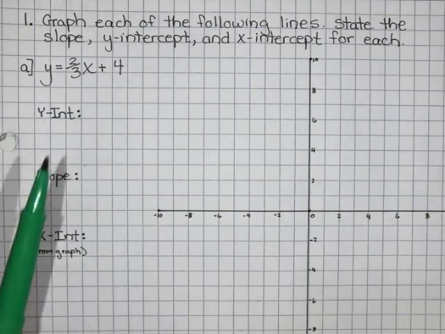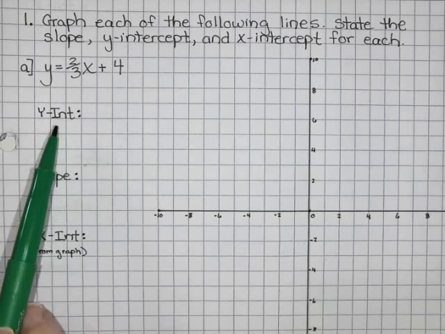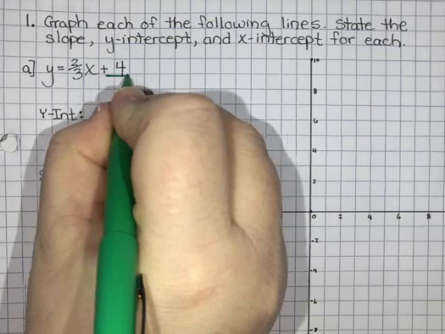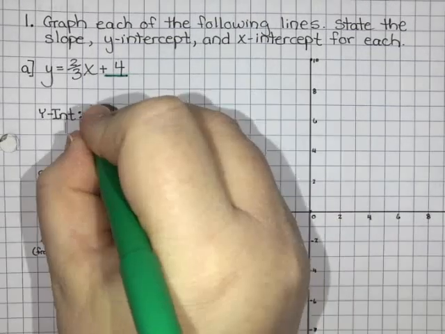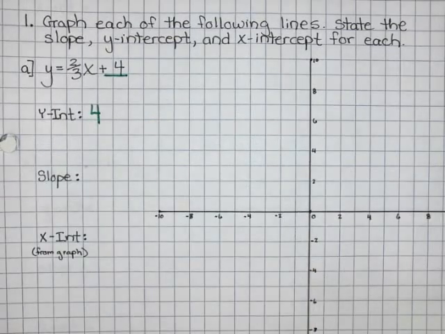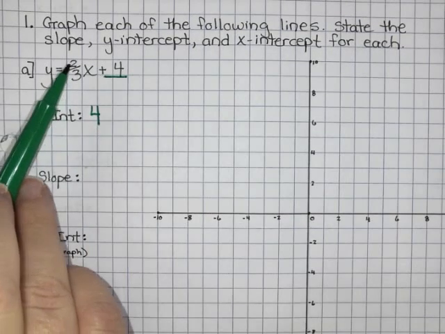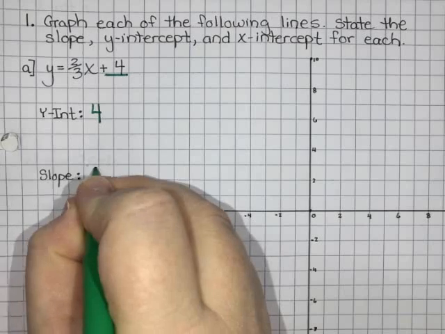So when I'm looking at my equation, if I'm looking for the y-intercept, that's the number that does not have a variable next to it, which is going to be the positive 4. And then when I'm looking for the slope, that's the number that comes in front of the x, which in this case is 2/3.